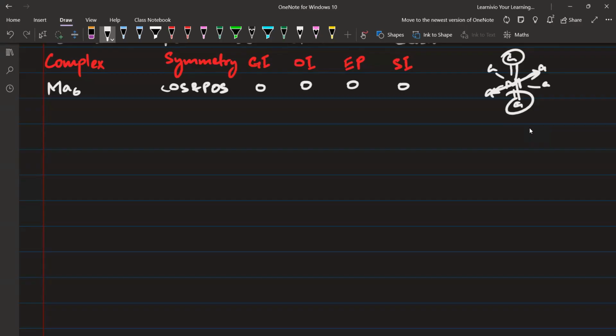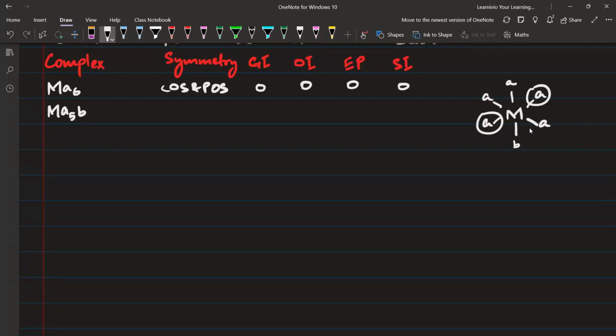Yes, sir. Next is M A5B. Now, if I draw this complex, no matter how I draw it, A opposite to B will be always there, and there will be at least two A's which are opposite to each other. So two same ligands opposite to each other at 180 degree. Makes sense, yes or no? So there will be a plane of symmetry. Makes sense, Zaina? Yes, sir. There will be a plane of symmetry.